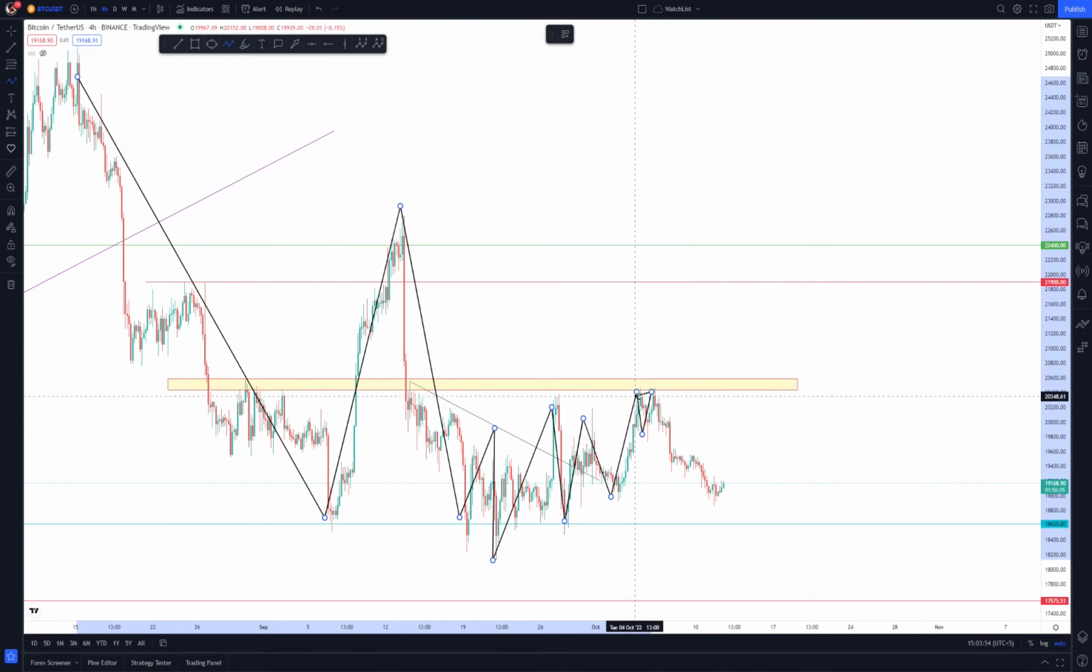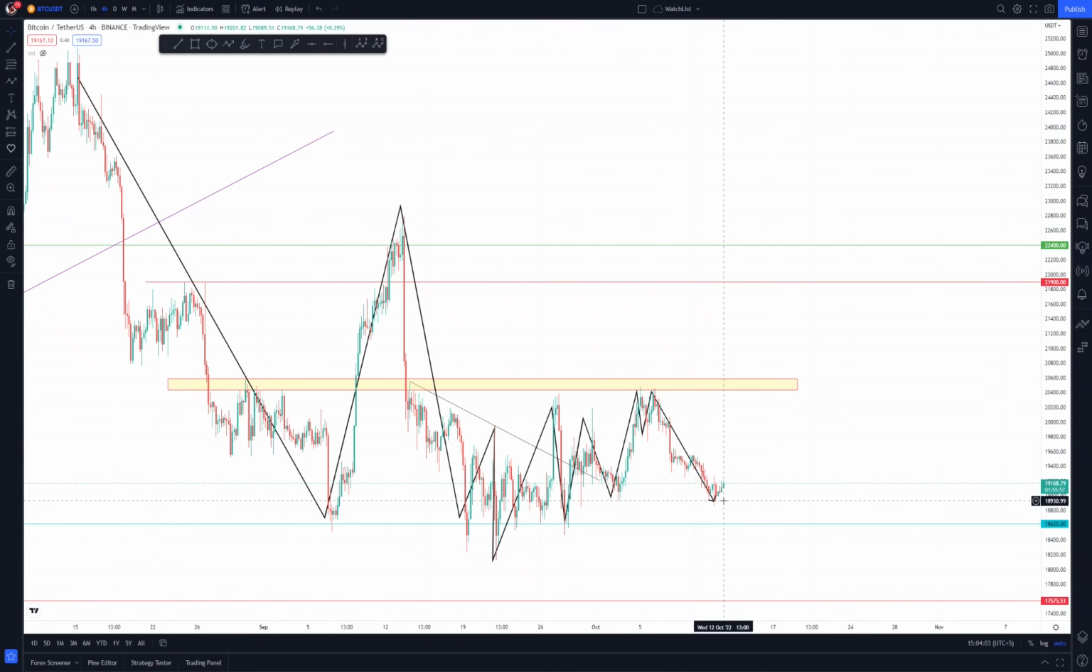Market touched the zone, moved down, touched the zone again, made a double top and started moving towards the downside. Now we are moving towards the downside. We can say the structure is very fine, market is bearish, but on intraday level.